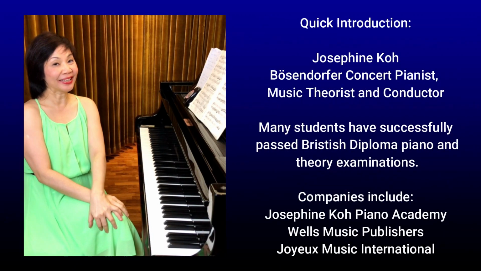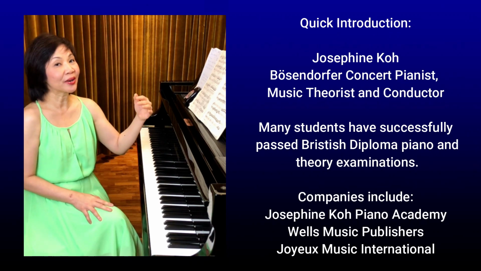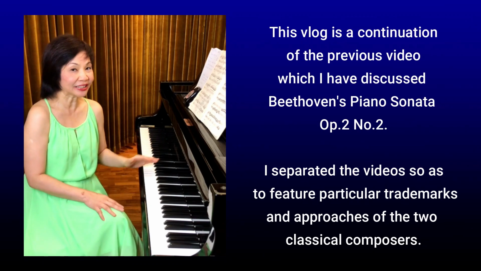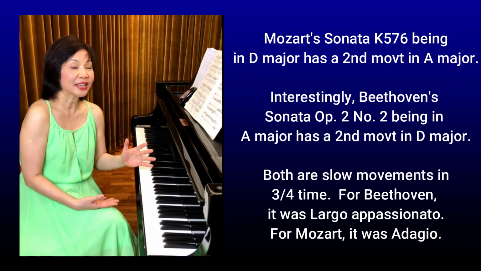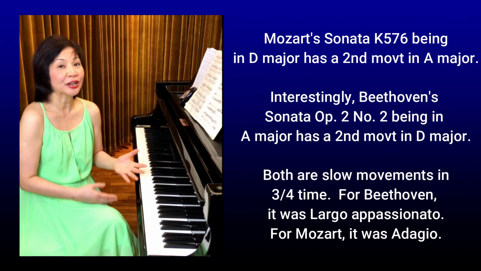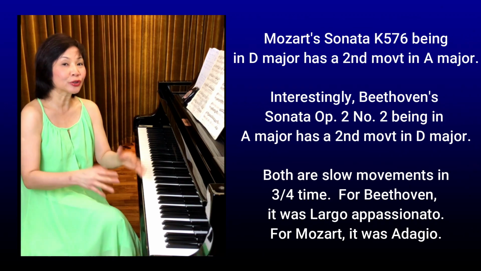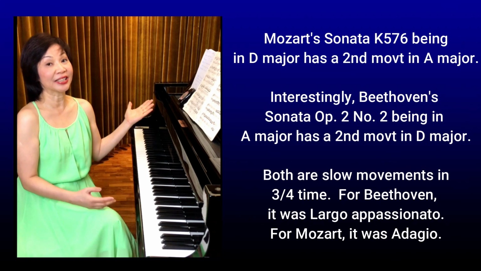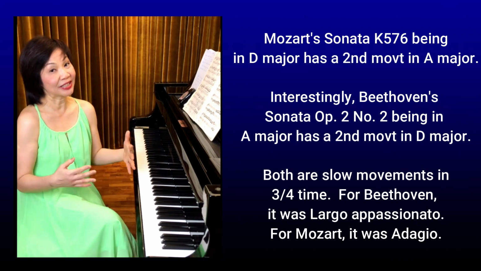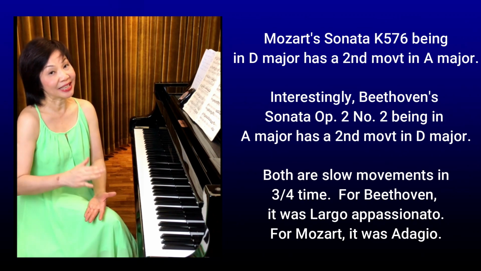I'm Josephine Koh here, and today I'm going to record my lesson on the second movement of the Mozart Sonata. For Mozart, I'm going to feature the K576, which is actually in D major, but the second movement is in A major. So I would like to compare the two slow movements of these two composers. For Mozart, it's his last piano sonata, composed in 1789, and Beethoven's sonata was composed, or rather published, in 1796.